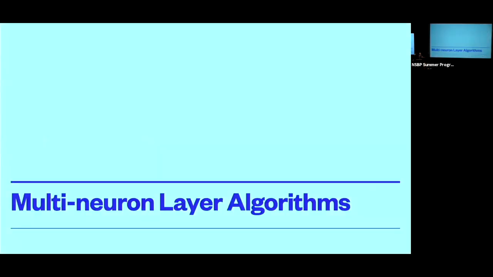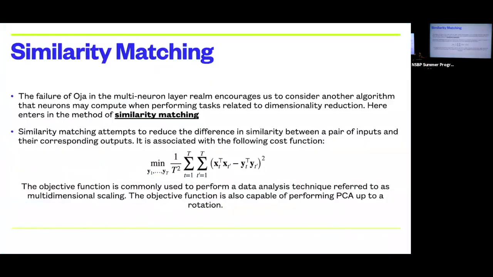And so we move on to multi-neuron layer algorithms. The first thing I'd like to discuss is similarity matching, which is normally used in a data analysis technique called multi-dimensional scaling. The idea is that, like Oja's algorithm, it performs principal component analysis or dimensionality reduction up to a rotation, which essentially means that if you rotated your principal components, they will be as if you had computed regular principal component analysis.